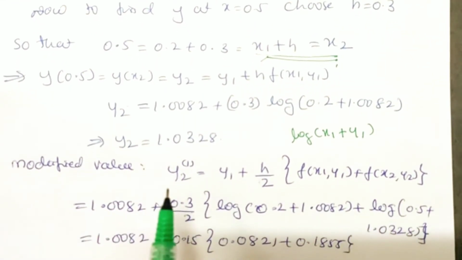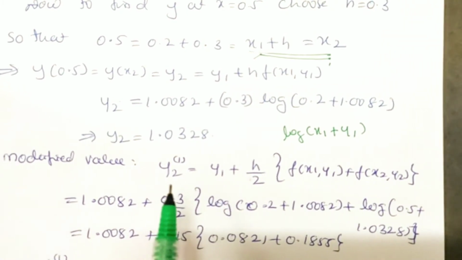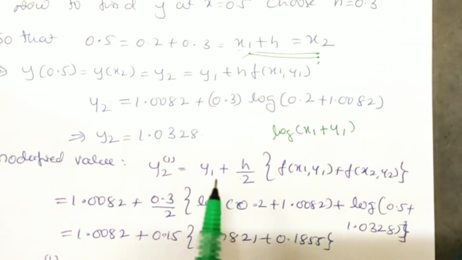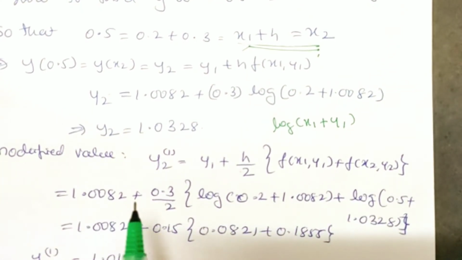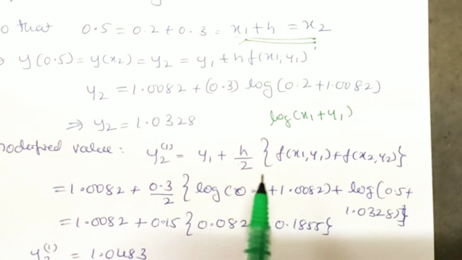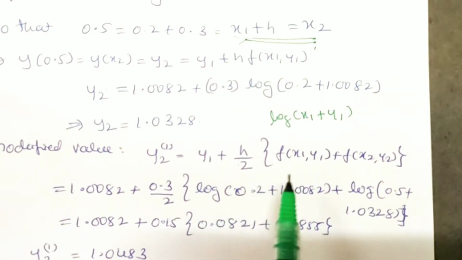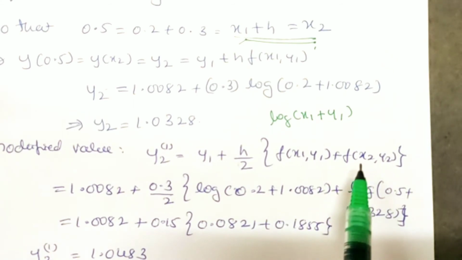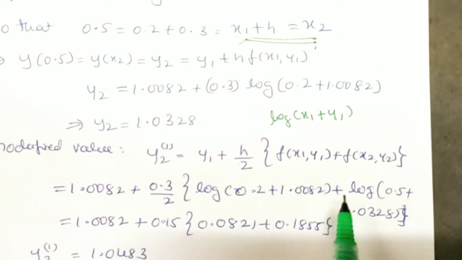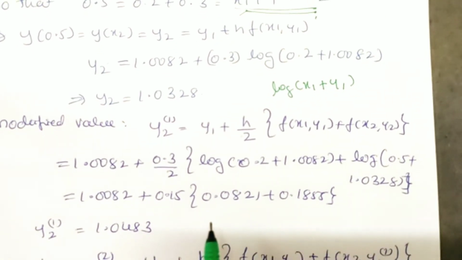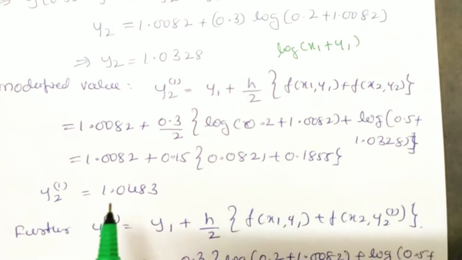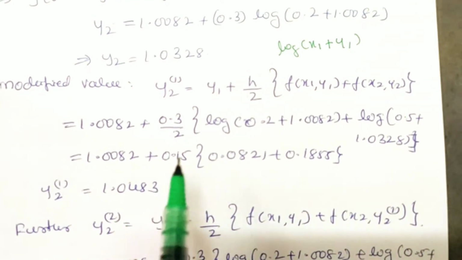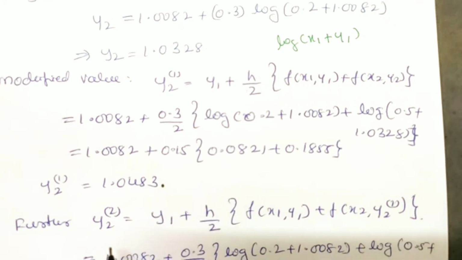We can improve this value by Euler's modified method. y2 at first iteration is y1 plus h by 2 into f of x1 y1 plus f of x2 y2. So it is y1 as it is, plus h is 0.3 divided by 2, into, applying the definition, log of x1 plus y1 plus log of x2 plus y2. So substitute all the values here. After simplification, you will get the first improved value of y2 as 1.0483. So y2 and its improved value are not the same, so we can go for the next iteration.